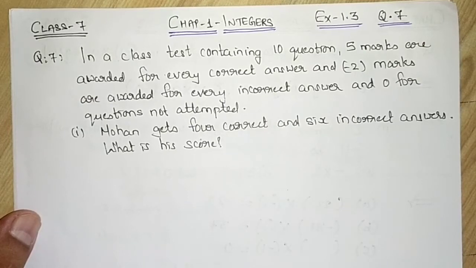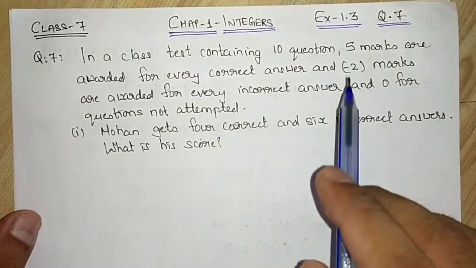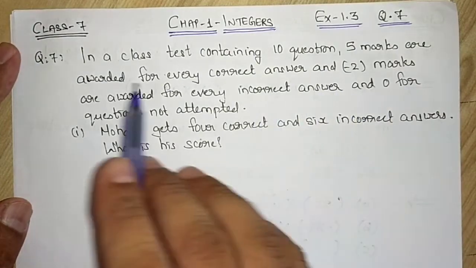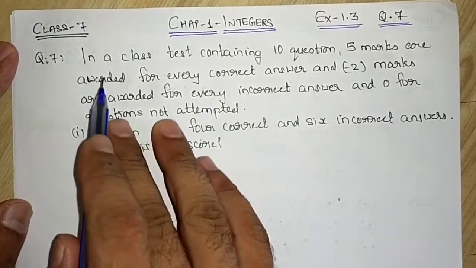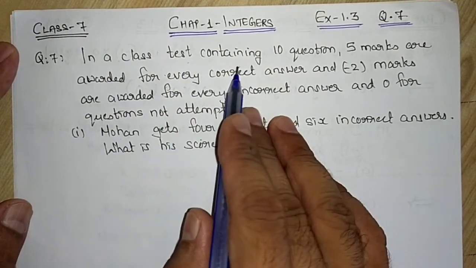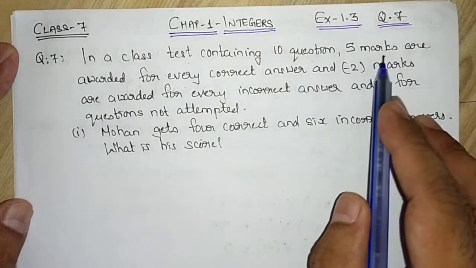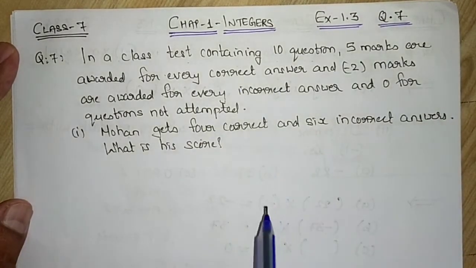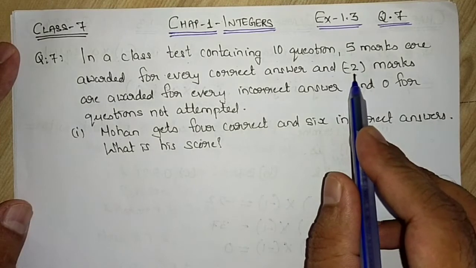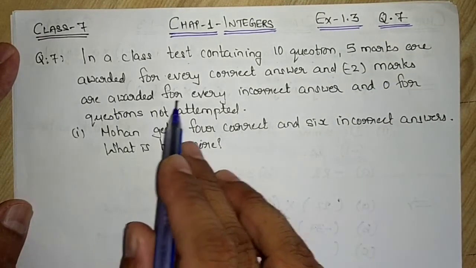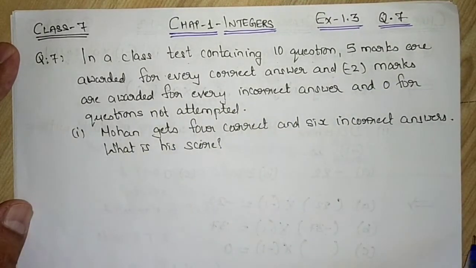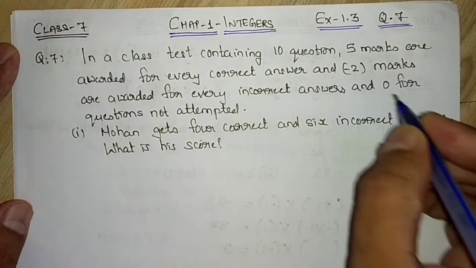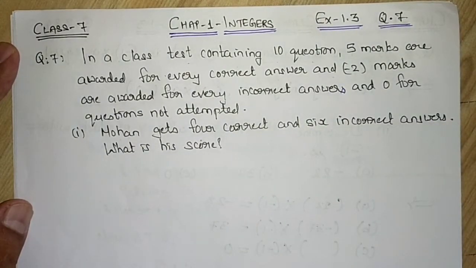Students, we are going to solve question number 7 of exercise 1.3 today. So let us start. Question number 7 says, in a class test containing 10 questions, 5 marks are awarded for every correct answer and 2 marks are deducted for every incorrect answer, and 0 for questions which are not attempted.